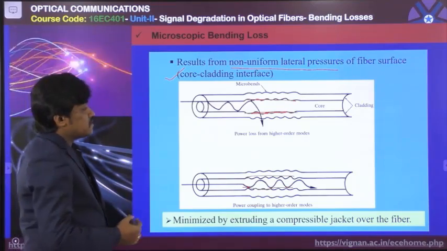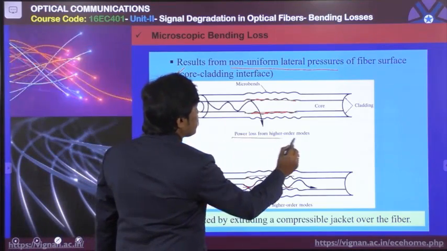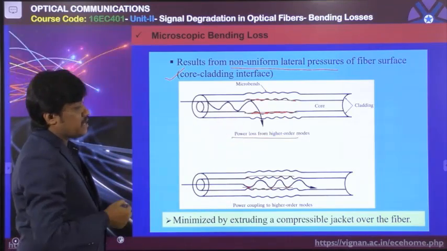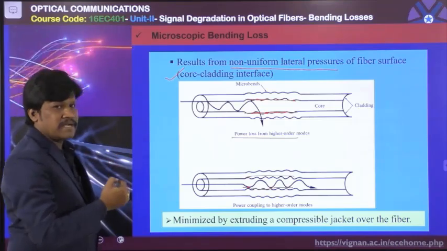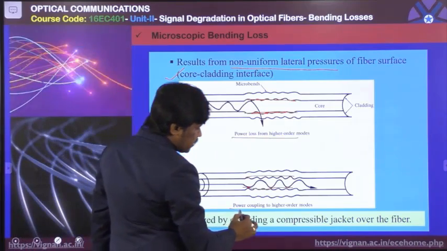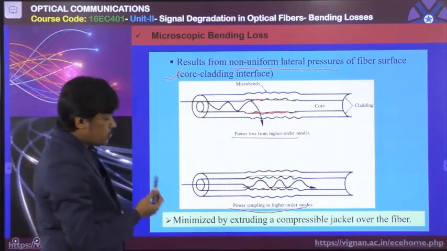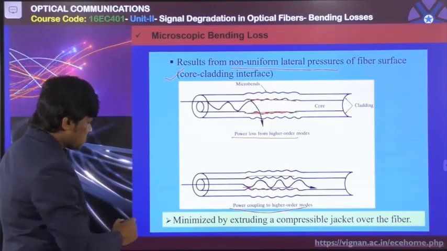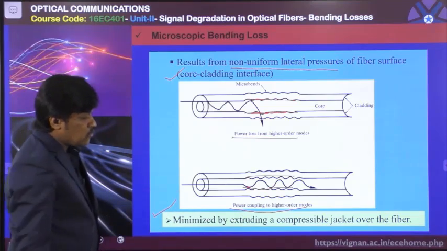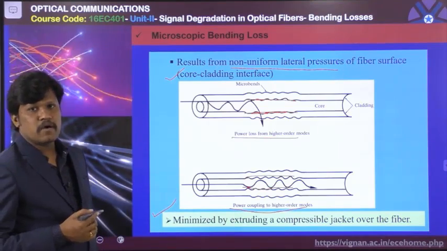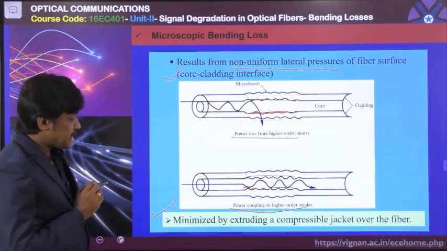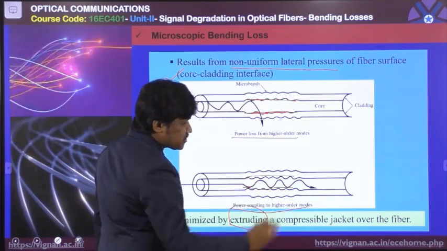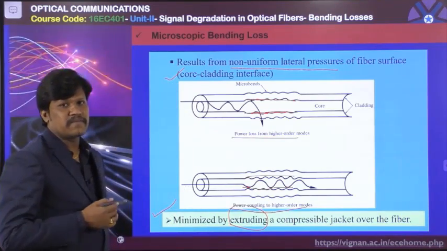This is the representation with power loss from higher order modes due to micro bends, and power coupling to higher order modes due to micro bending. This can be minimized by extruding a compressible jacket over the optical fiber cable.